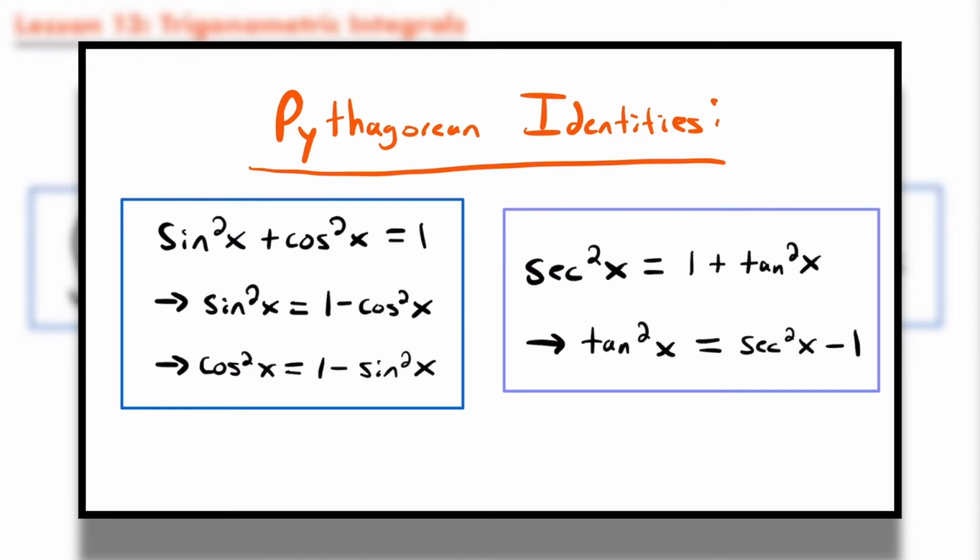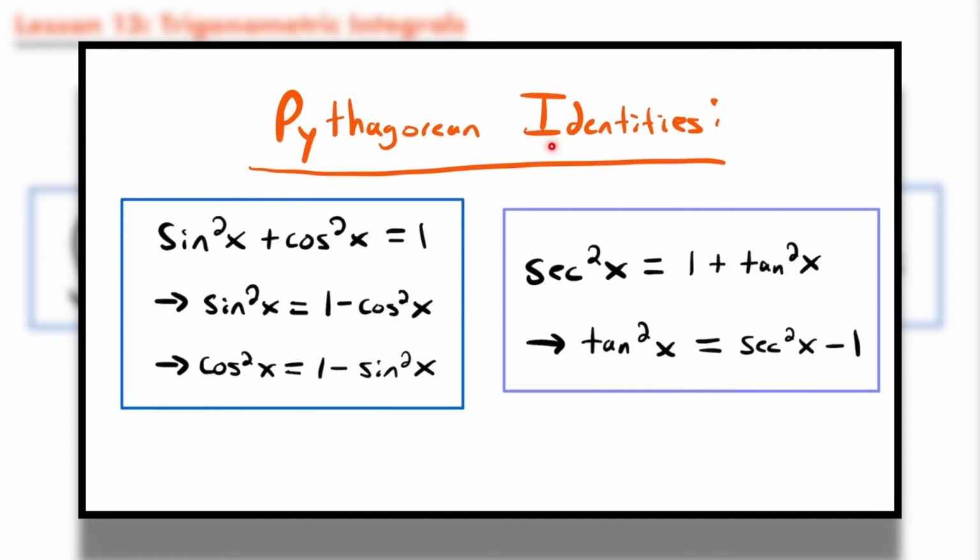Now, it's important to note that for these identities, as long as the angles inside both of the trig functions are the same, the identities will apply. So let's say we had sine squared of 2x and cosine squared of 2x, that would still be equal to 1. And so if you had sine squared of 2x, you could say that that is equal to 1 minus cosine squared of 2x. So if you have a different angle other than just x, remember that the identities will still apply, you just need to include that same angle in the other trig function in that identity. And of course, that also applies to the identity for secant and tangent. Keep that in mind because that's going to show up in trigonometric integrals.